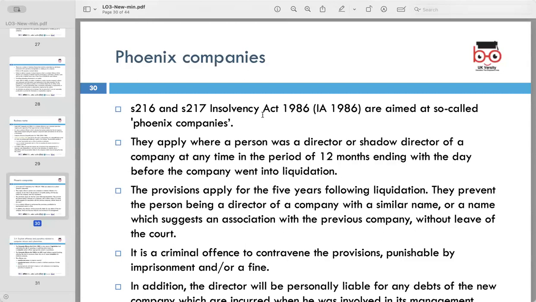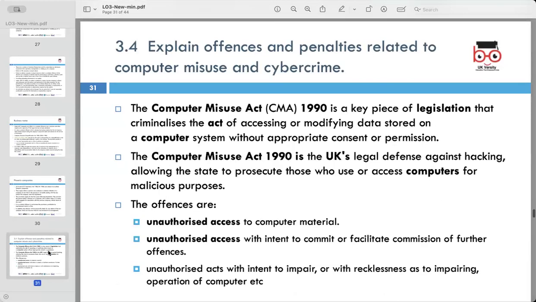Contravening these provisions constitutes a criminal offense, punishable by imprisonment and fines. Moreover, directors involved in the management of the new company during the contravention are personally liable for its debts incurred during their tenure. So these measures aim to prevent individuals from exploiting insolvency procedures to evade liabilities and engage in fraudulent activities.